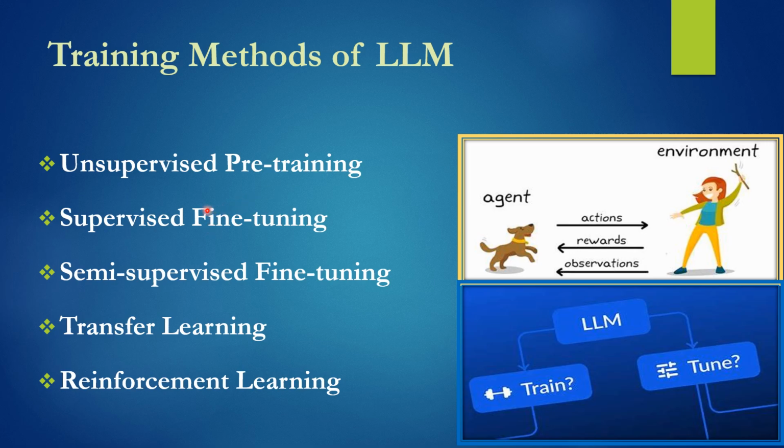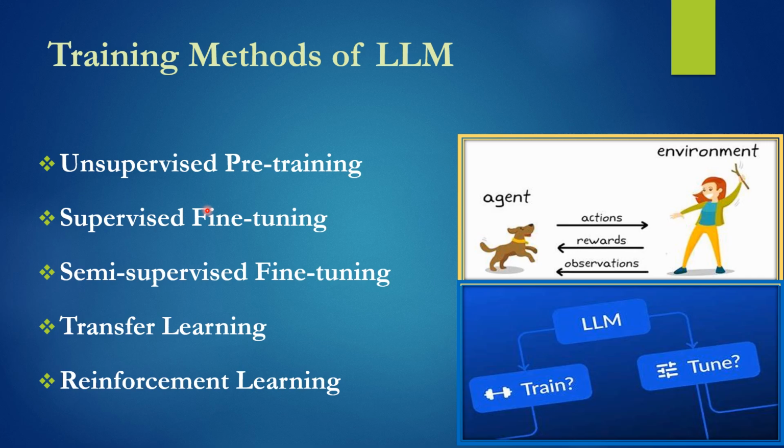Okay. Next comes semi-supervised fine-tuning. Semi-supervised fine-tuning is a combination of unsupervised pre-training and supervised fine-tuning. In this approach, the LLM is first trained on a large corpus of unlabeled data and then fine-tuned on a smaller labeled dataset for a specific task.